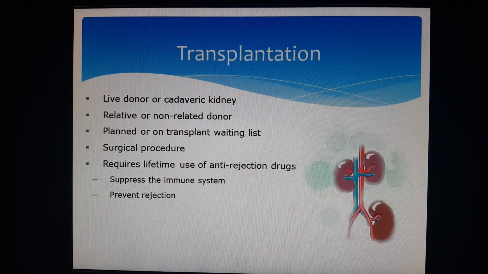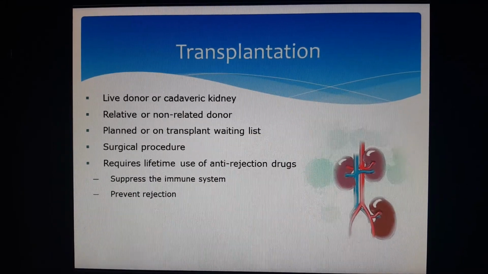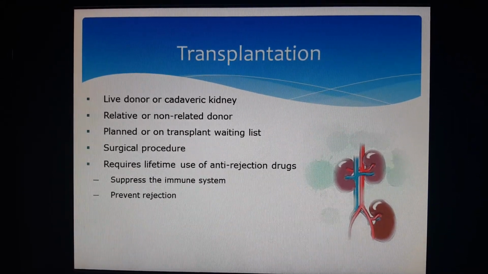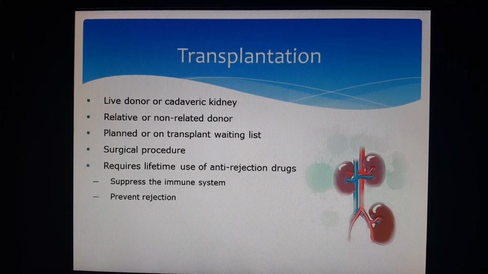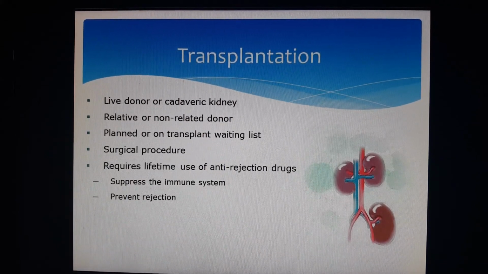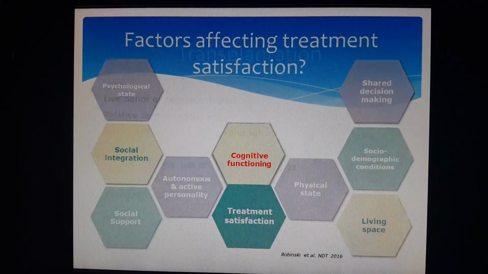When it comes to transplantation, it has to be either planned, or the patients who have already opted for peritoneal dialysis or hemodialysis are put on a transplant waiting list. For transplantation, they have to go through a surgical procedure. It requires a lifetime use of anti-rejection drugs to suppress the immune system and to prevent rejection.